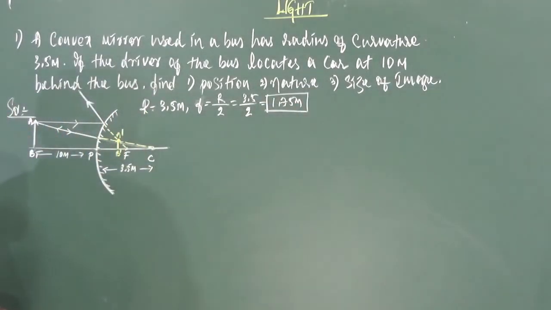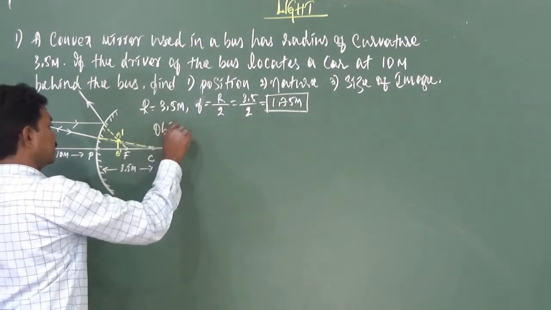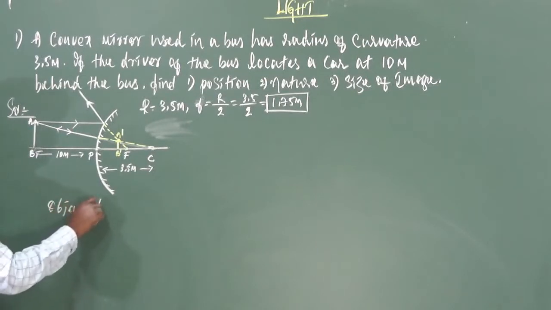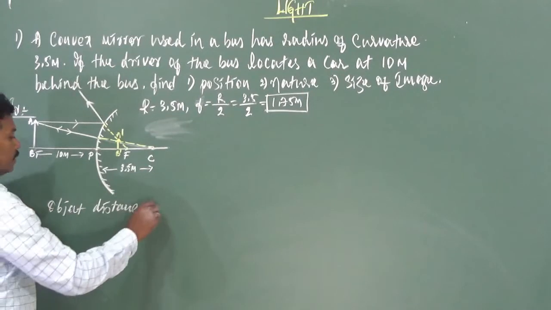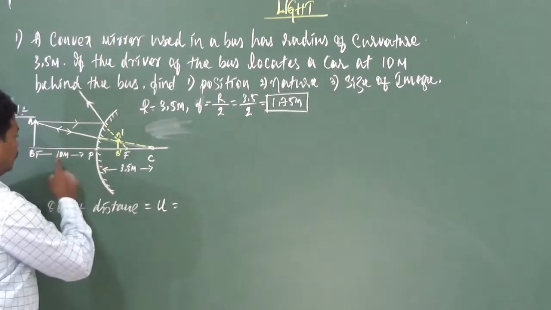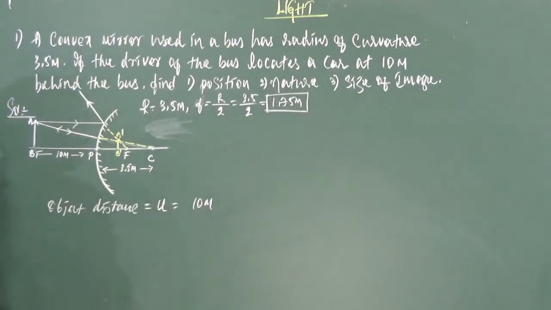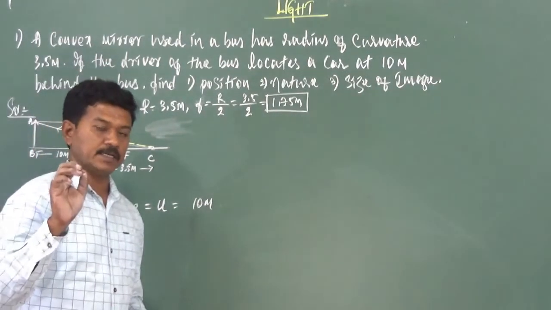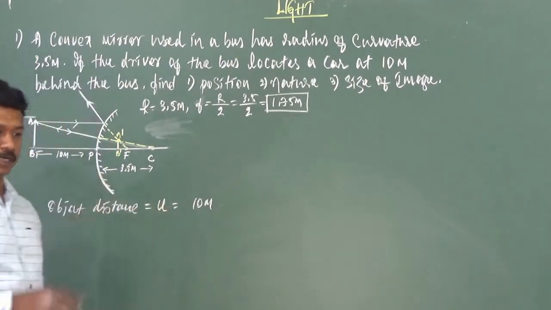Now we'll write the data. First one is the object distance, indicated by U, which is equal to 10 meters. At this position you have to pause for a second and see the sign convention which is required for this numerical.